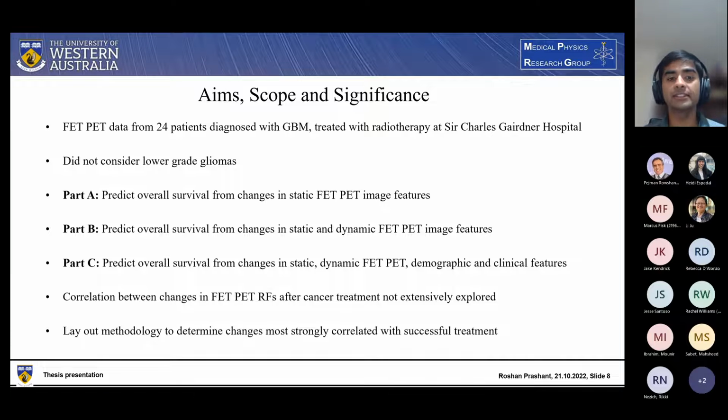Furthermore, an analysis of the existing literature has shown that the correlation between changes in FET PET radiomics features after cancer treatment has not yet been extensively explored. And so another aim, the purpose of the study, is to lay out a methodology to determine the changes that are most strongly correlated with successful treatment.